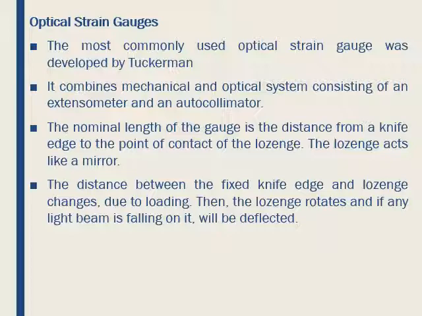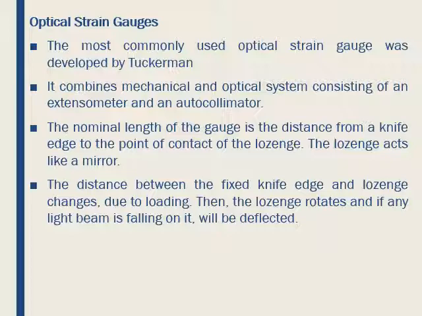So let us move to the important one, that is the Tuckerman optical gauge, which is important for your syllabus. In this instrument, the relative rotation between the fixed mirror and the movable mirror is measured with an autocollimator. The autocollimator consists of a lamp source to produce a parallel beam of rays and a scale to measure the deflection of the reflected ray.